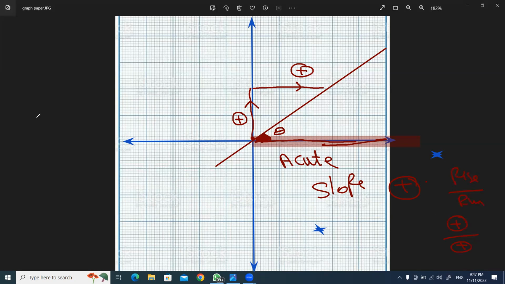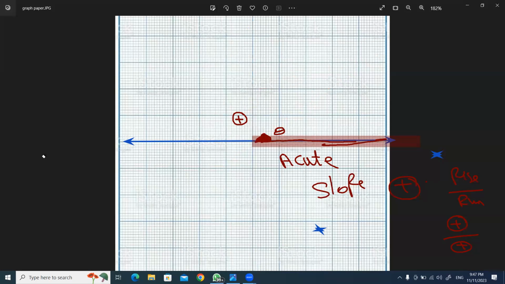What if this line is taking this direction here, like this line here? Pay attention.